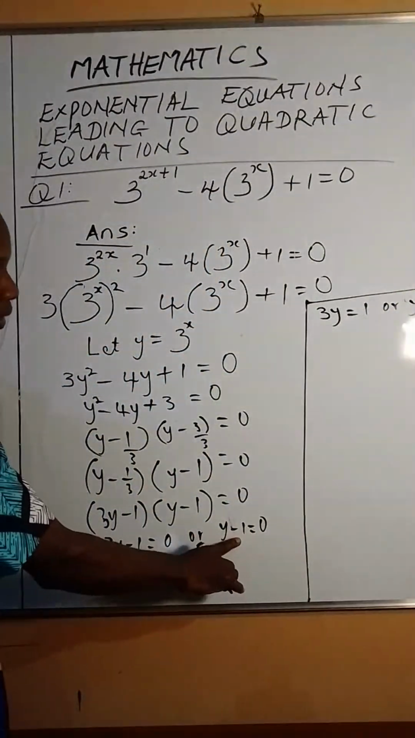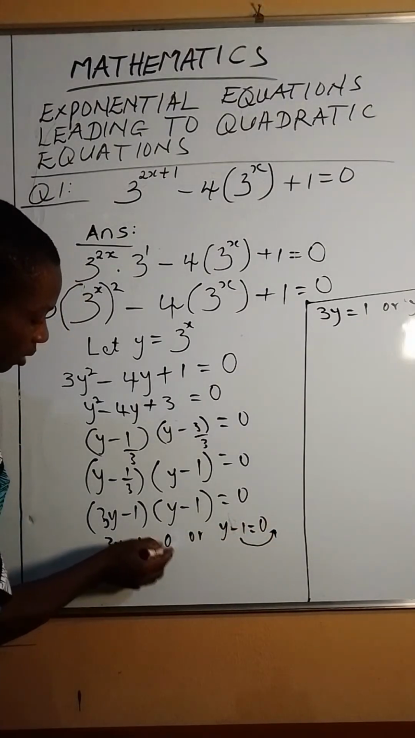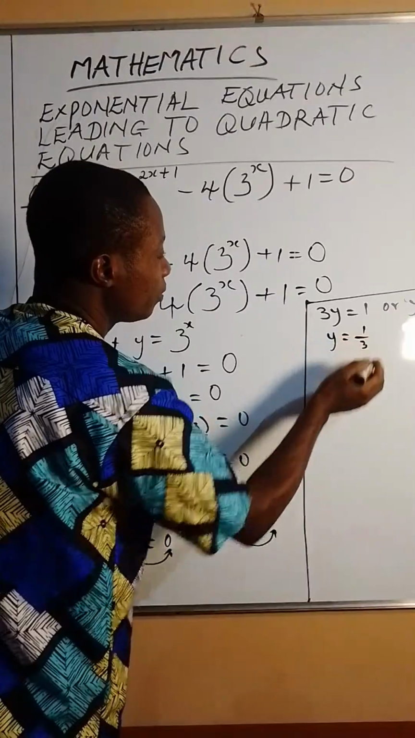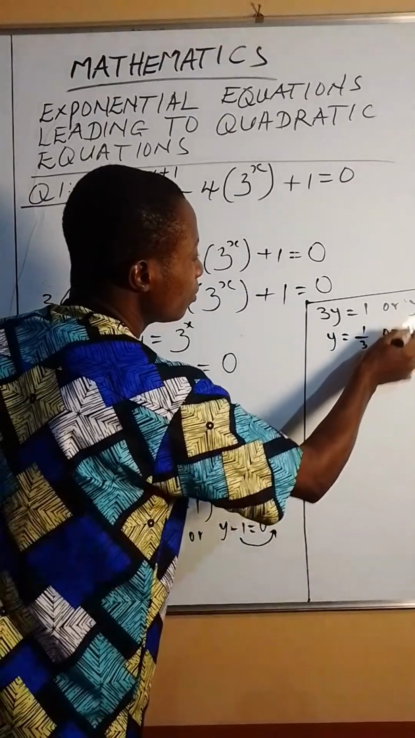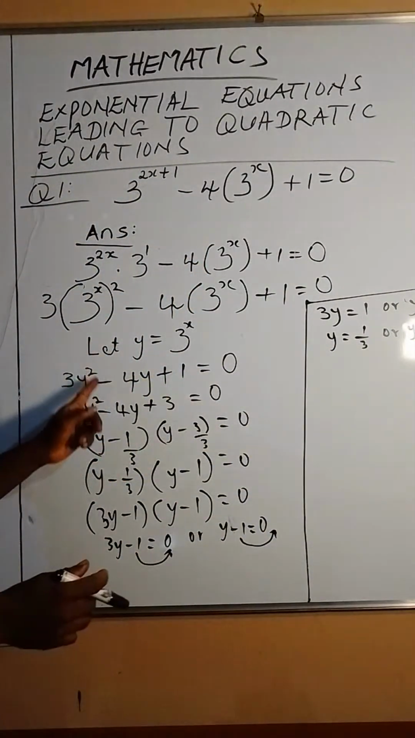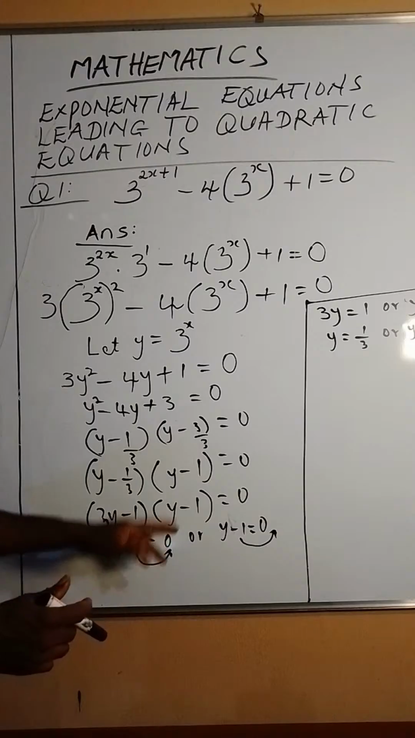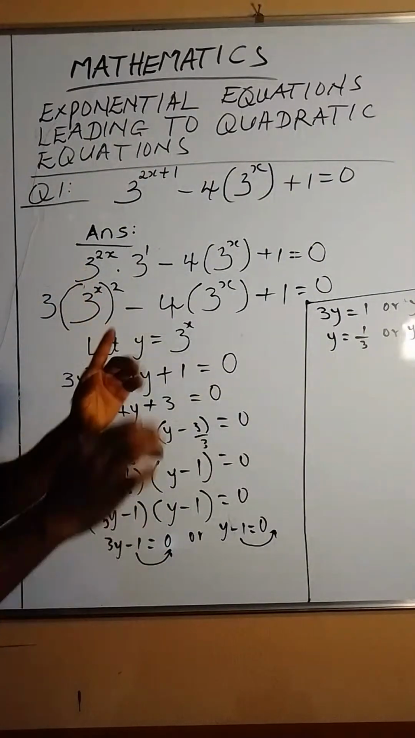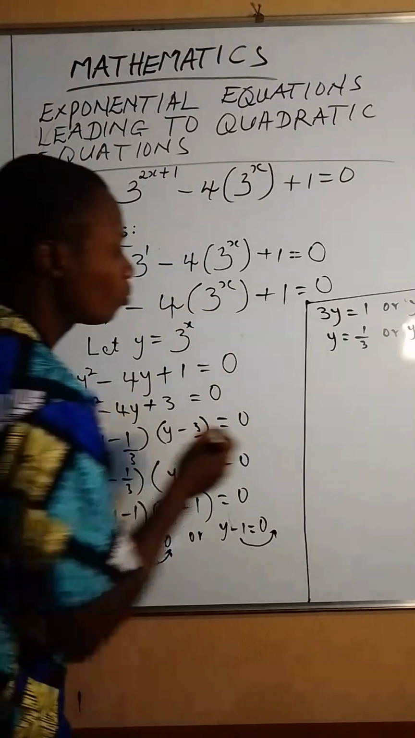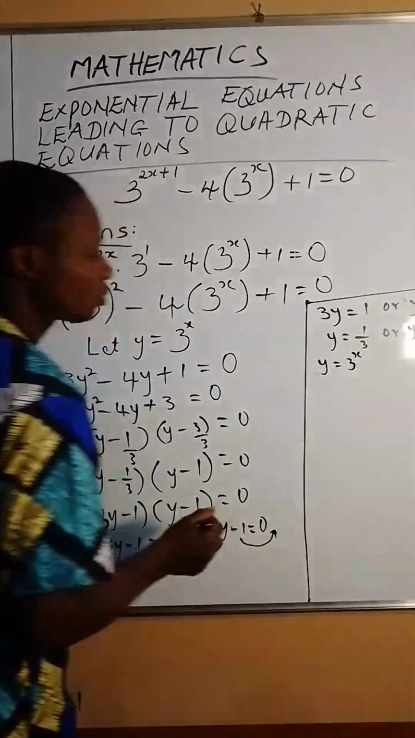Okay, y is equal to 1 here when this one crosses this way, it becomes 1 here. Then here we have our y equals 1 over 3, or y equals 1. These are the values for y. But remember, what we are looking for is not y but x. We are told to find x. We know that y is equal to 3 raised to x. Okay, y is equal to 3 raised to x.